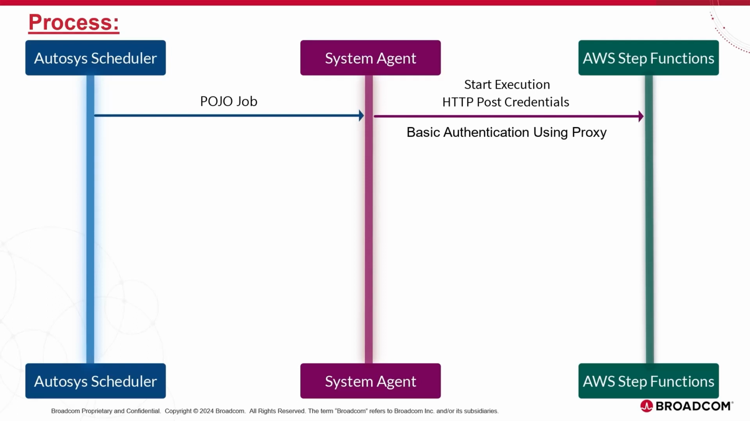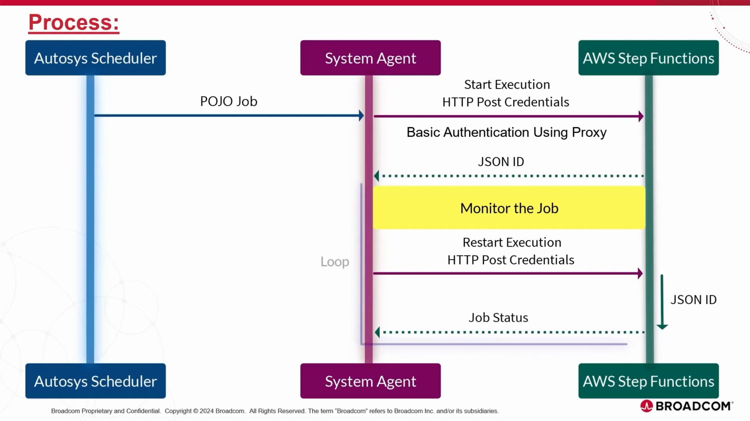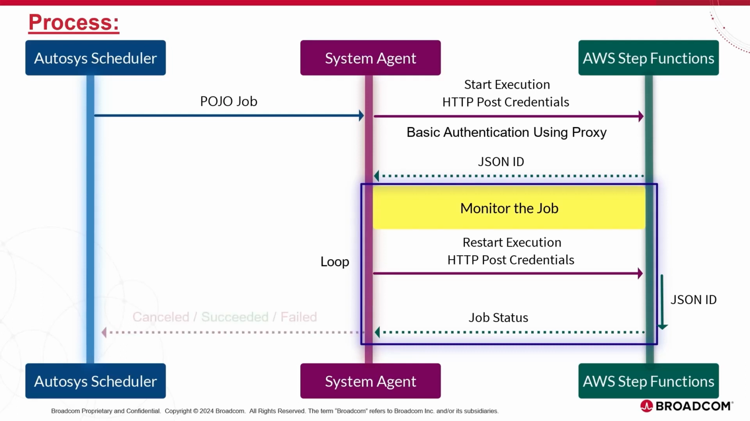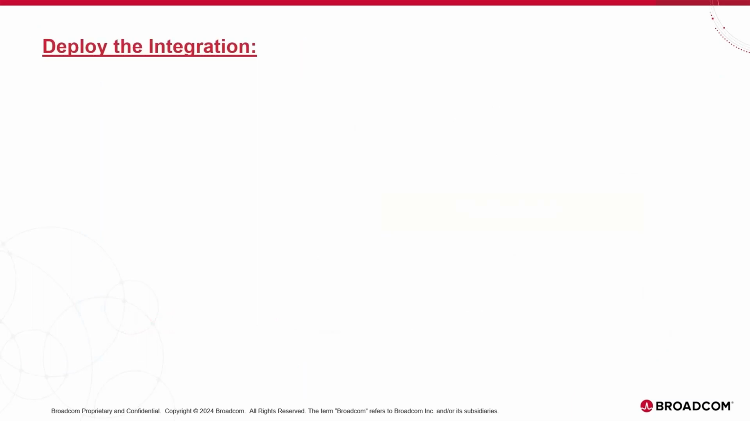The job execution returns a JSON response which contains the execution details. Both the AWS Step Functions server and system agent then monitor the job until it reaches its final state. During the execution, if a task fails within an AWS Step Function state machine, you can redrive or restart the task execution from that specific state within the state machine. Once the final state is obtained from AWS Step Functions, the job status in AutoSys is updated accordingly as either canceled, succeeded, or failed.